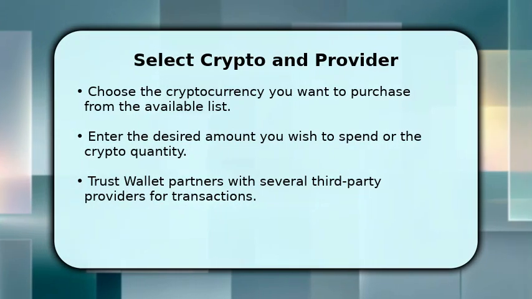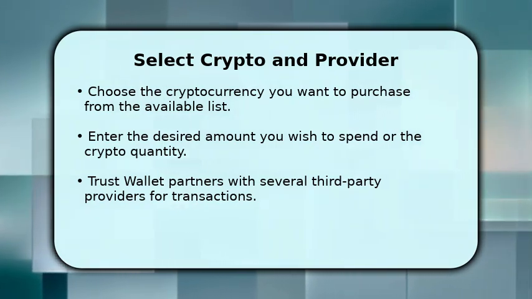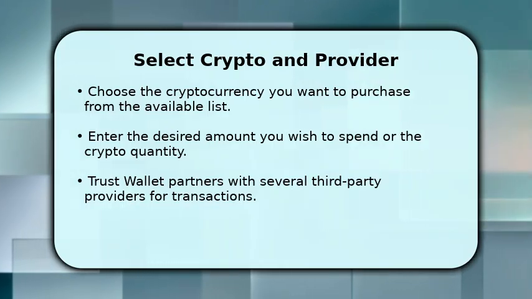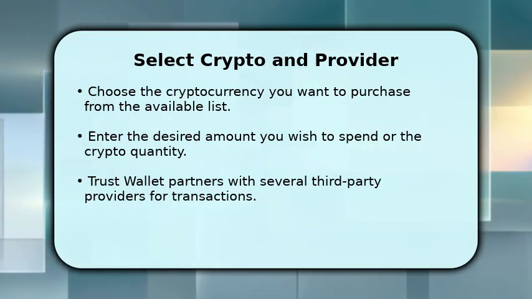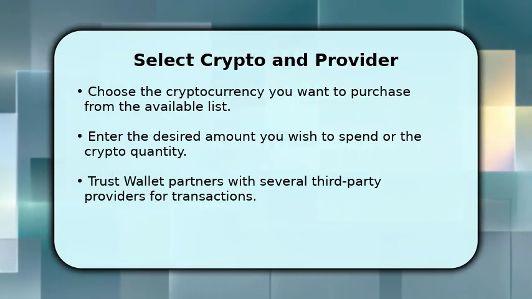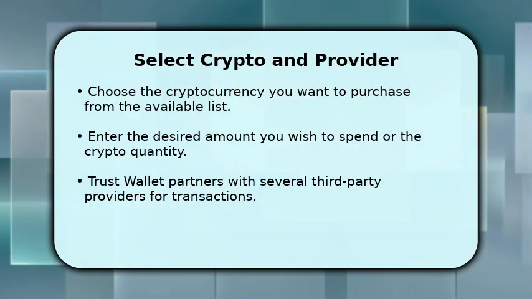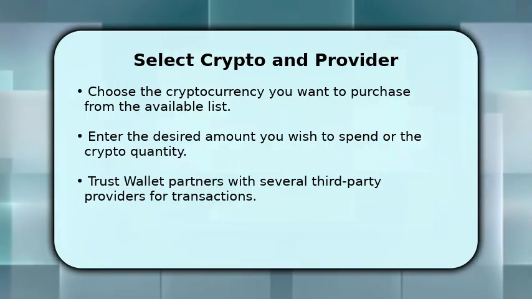After selecting your desired cryptocurrency, you'll need to specify the amount you want to buy. Trust Wallet integrates with multiple third-party providers, such as Simplex or MoonPay, to facilitate these purchases. Each provider has its own minimum and maximum transaction limits, along with different processing times. Carefully review these details to ensure they align with your purchasing needs.